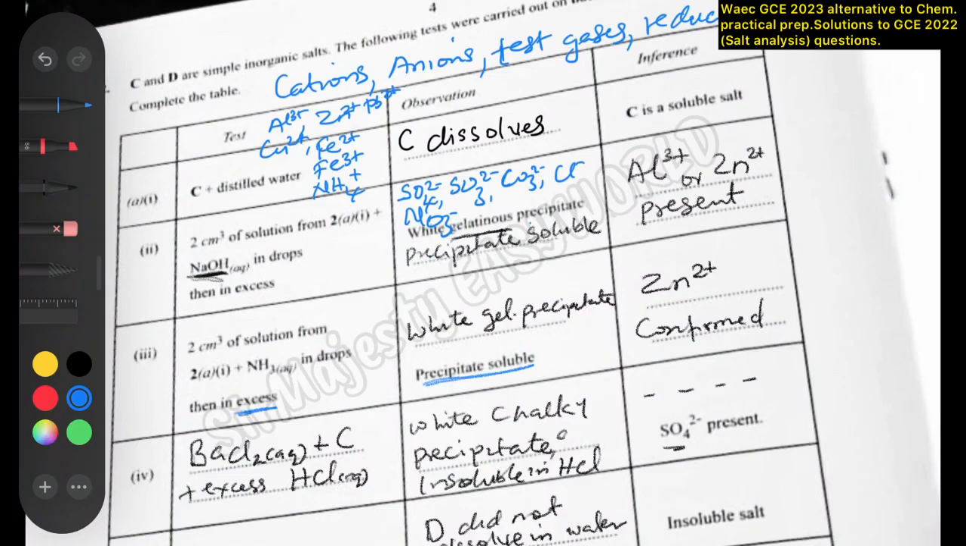So these are the ones. Then for gases, you need to know about CO2, SO2, test for ammonia gas, test for hydrogen chloride gas, test for hydrogen sulfide, test for carbon(IV) oxide, most of these common gases. Then reducing and oxidizing agents, you also learn some gases there. You know how to test for reducing and oxidizing agents. Know the actions of KMnO4 on reducing agents, and actions of K2Cr2O7 on reducing agents.